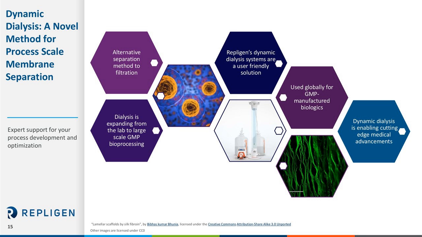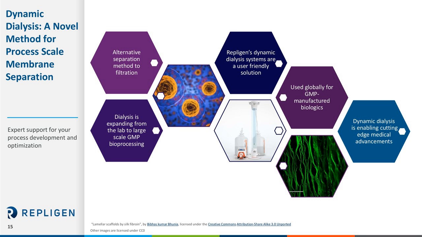So in summary, dynamic dialysis is really a very good alternative to filtration in bioprocessing when you're dealing with some of those more specific areas of bioprocessing. Dialysis is stepping out of the laboratory arena and into the bioprocessing arena in the form of dynamic dialysis for GMP manufacturing.